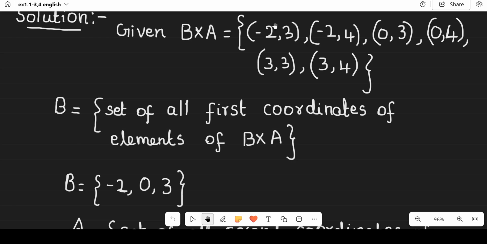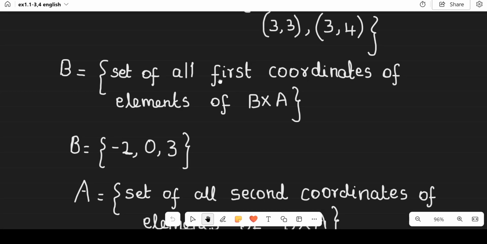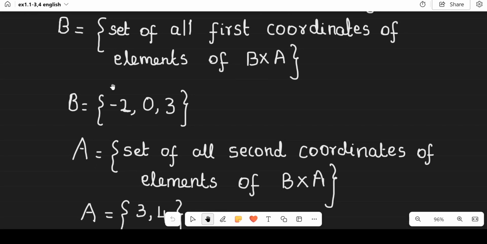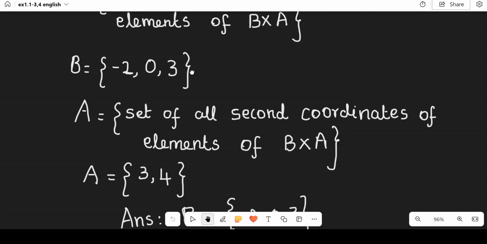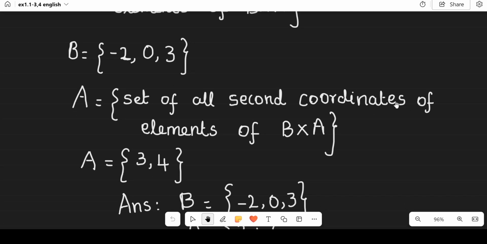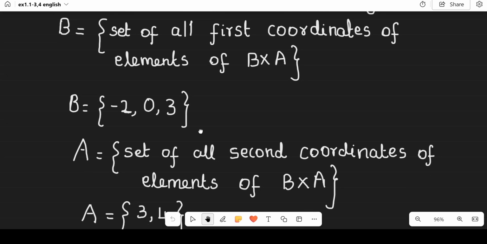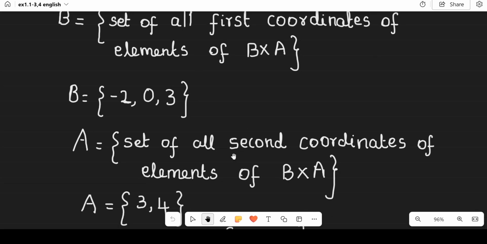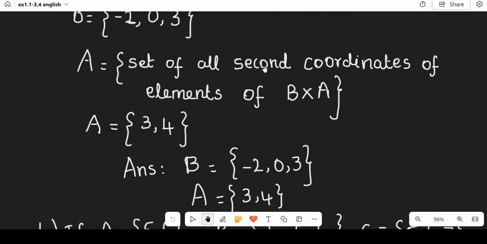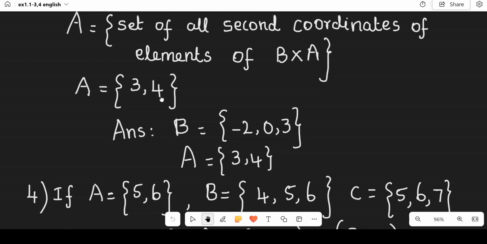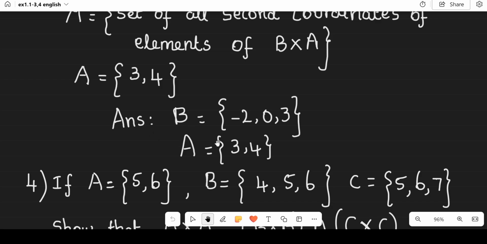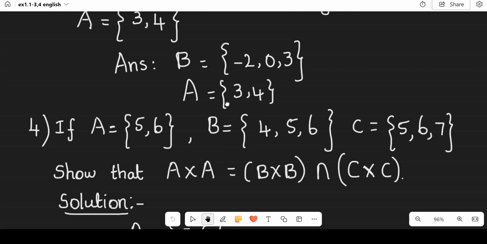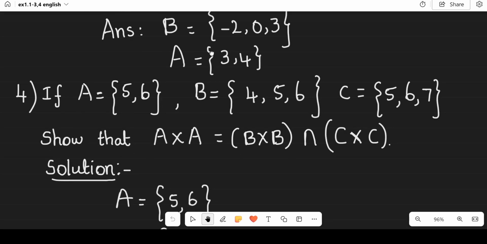So, in B, we have to write the set of all the first coordinates of elements of B cross A. And so the elements are minus 2, 0, 3. And in A, we have to write the set of all the second coordinates of elements of B cross A. Here, first coordinate. Here, the second. In A, second coordinate. Okay. So the answer will be 3, 4. So we found B and A. This is all about the third question. And next is the fourth one.